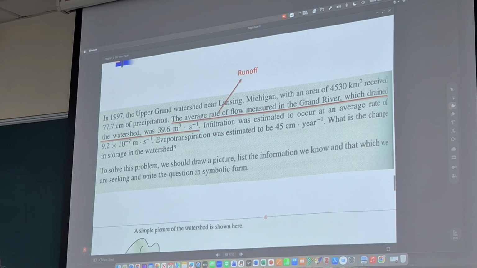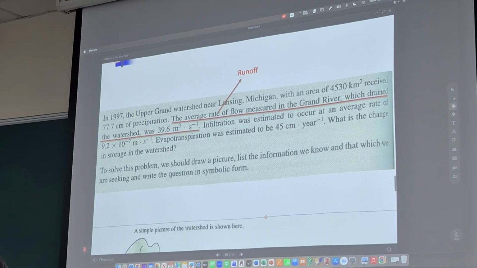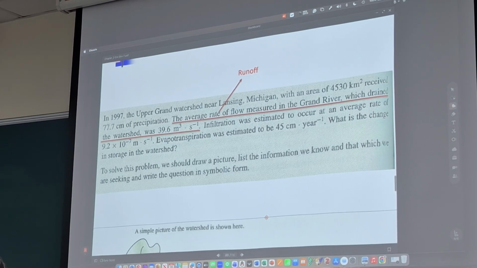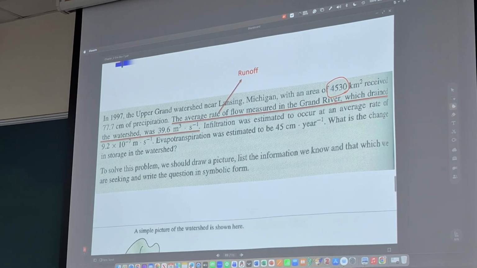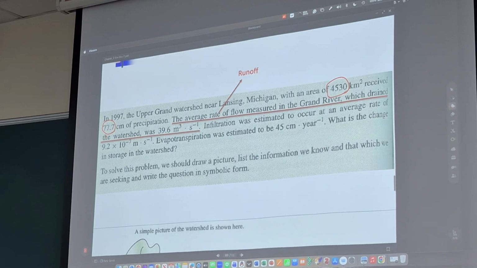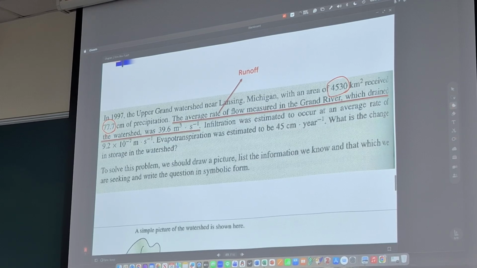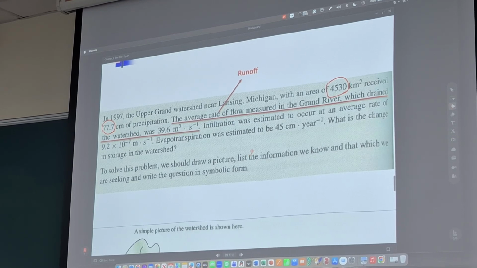Okay, so let's do example 2. Those are questions from the test paper. In 1997, the Upper Grand River near Lansing, Michigan, with an area of 4,530 square kilometers, receives a precipitation depth of 77.7 centimeters. So what is the average rate of flow?